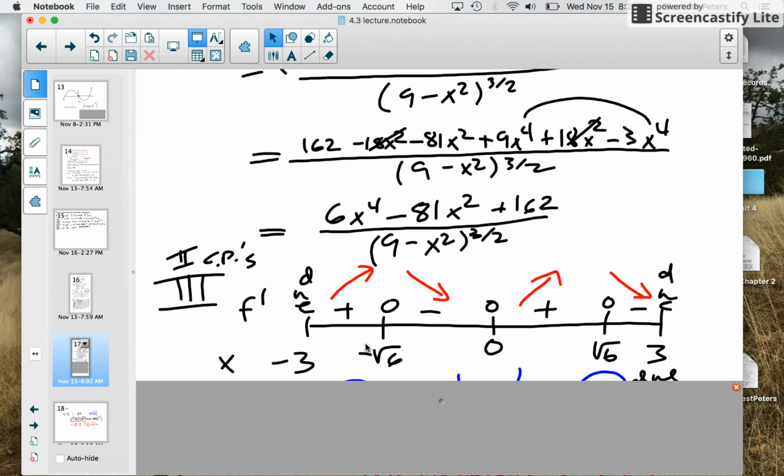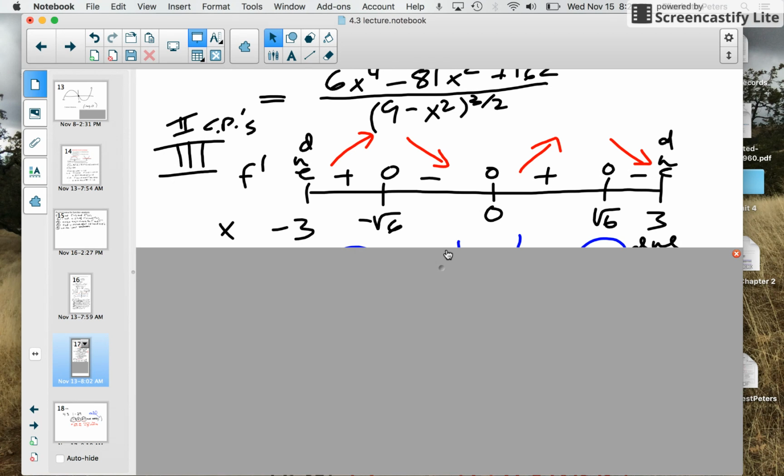Here, all of our endpoints and our critical points are right here. We know our function goes from -3 to 3, and at -3 and 3, it doesn't exist. And then our critical points are the negative square root and positive square root of 6, and then 0. So this is something you would want to do on your calculator, finding these derivatives and making your sign chart, knowing whether the function is increasing, decreasing, increasing, or decreasing.